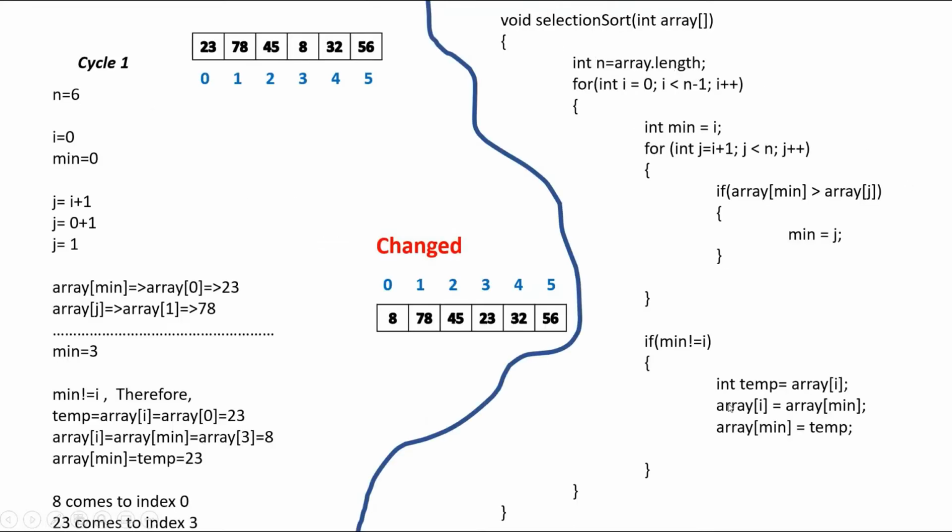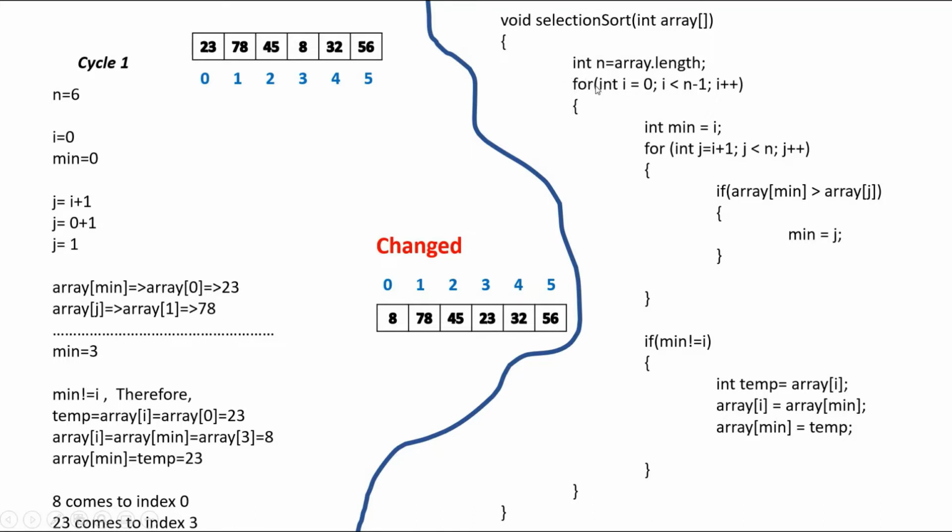This is the same algorithm I showed you earlier, and let's see how the first cycle goes. In here, I have taken an integer type array, and first I have created a variable n of integer type, and I have stored the length of the array in it. This is the example array I took to explain this algorithm, and it has 6 elements. So initially our n will be 6.